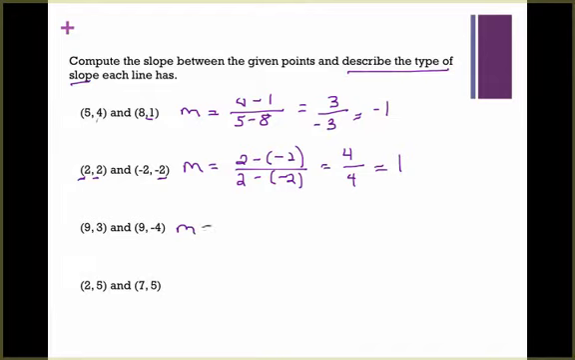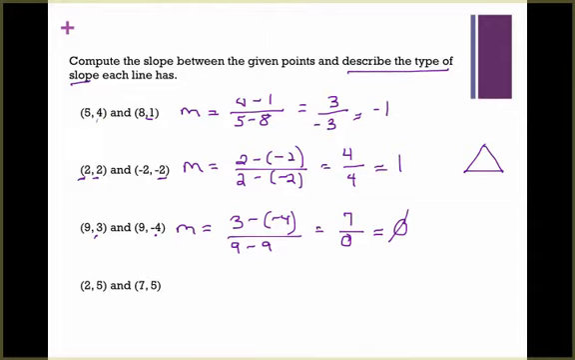In our next example, if we subtract our y's, we're going to have 3 minus negative 4 over, subtract our x's, 9 minus 9. But 3 minus negative 4, that's 7. And 9 minus 9 is 0. Well, we just discussed that when you divide by 0, that's undefined. So that is an undefined slope. And if we remember from our slope tree, slopes that are undefined were vertical. So that would be a vertical line, which will be important that we recognize that.